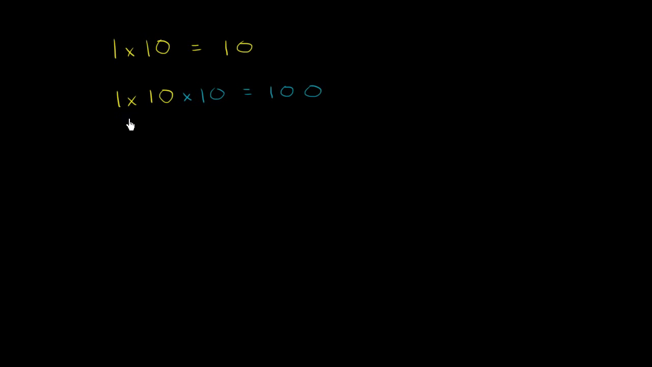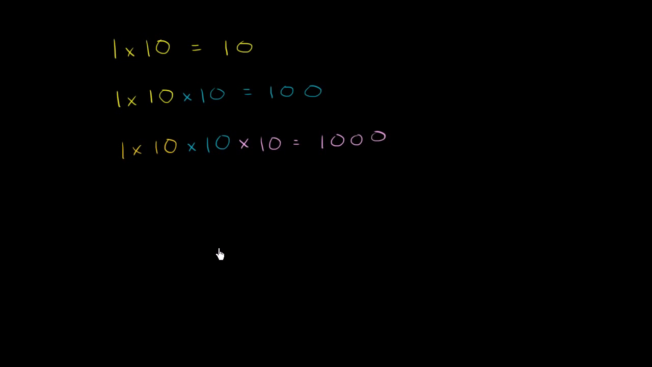Now let's multiply by 10 again. So we're going to have 1 times 10 times 10 times 10 times 10. What is this going to be equal to? Well, we already know that 1 times 10 times 10 is 100, and then we're going to multiply that times 10 again. So we're going to literally have 10 100s, which we know is the exact same thing as 1,000.